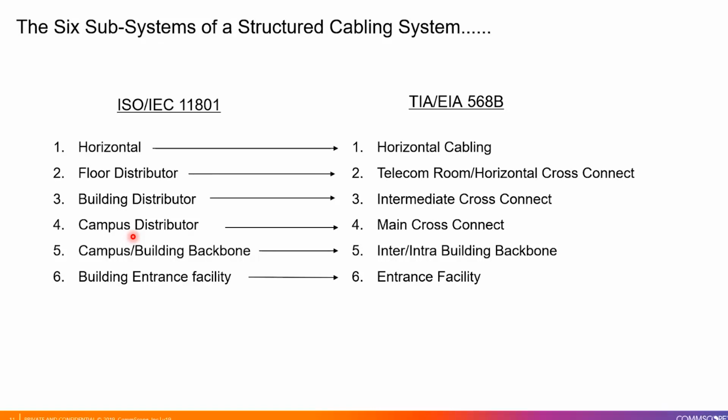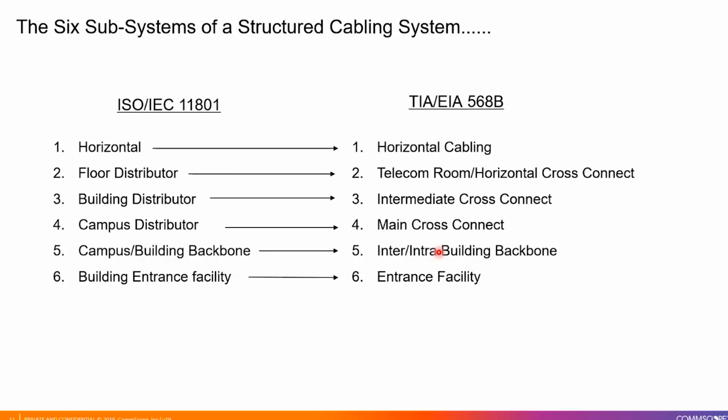And then each building, from the building distributor, it goes to the floor distributor. Then when it comes to the backbone connectivity, in the ISO IEC standard, they call it a campus backbone or building backbone. When you say building backbone, it's all between the floors in the same building. So either from the first floor to the ninth floor, first to eighth or tenth, whatever floors you have, it is called a building backbone.